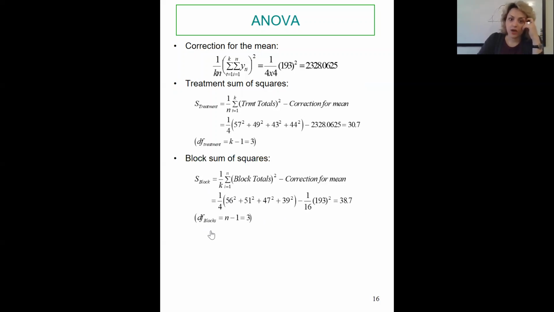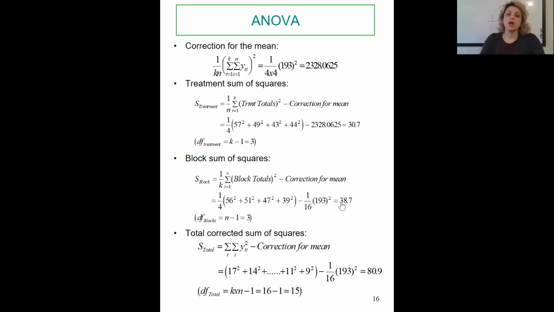And the degree of freedom of blocks is N minus 1. We had 4 cars, so 4 blocks, and 4 minus 1 is 3, which gives us the degree of freedom. The total corrected sum of squares is the S of the total. What we do is take sigma of the total of Y to the power 2, and then subtract the correction for the mean. We find the value of it, which is 18.9.